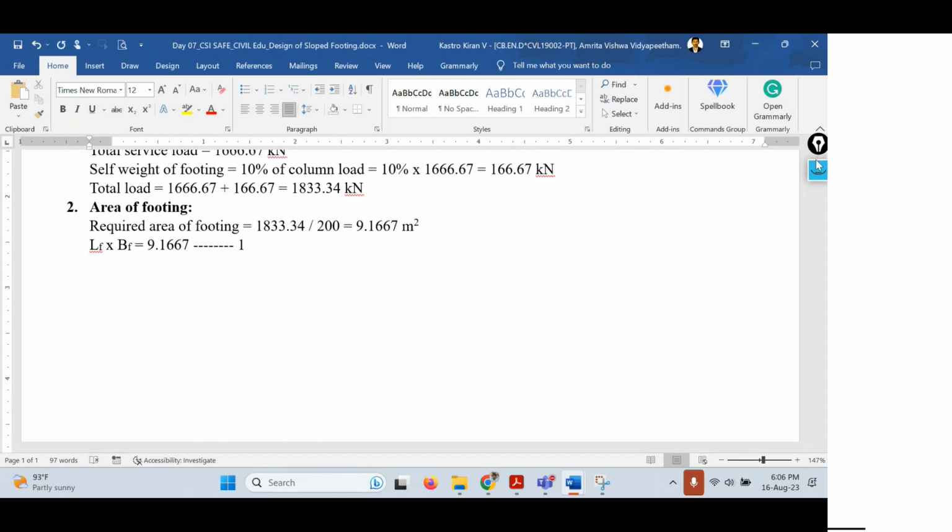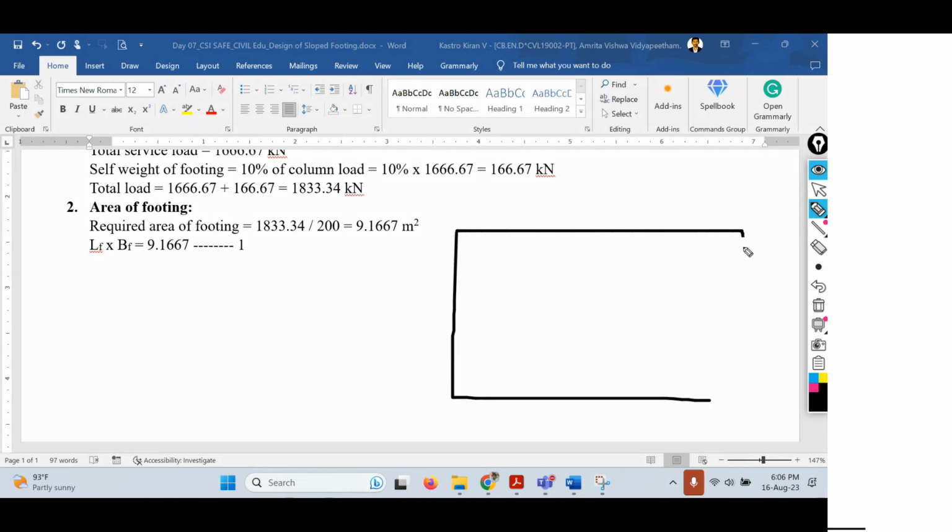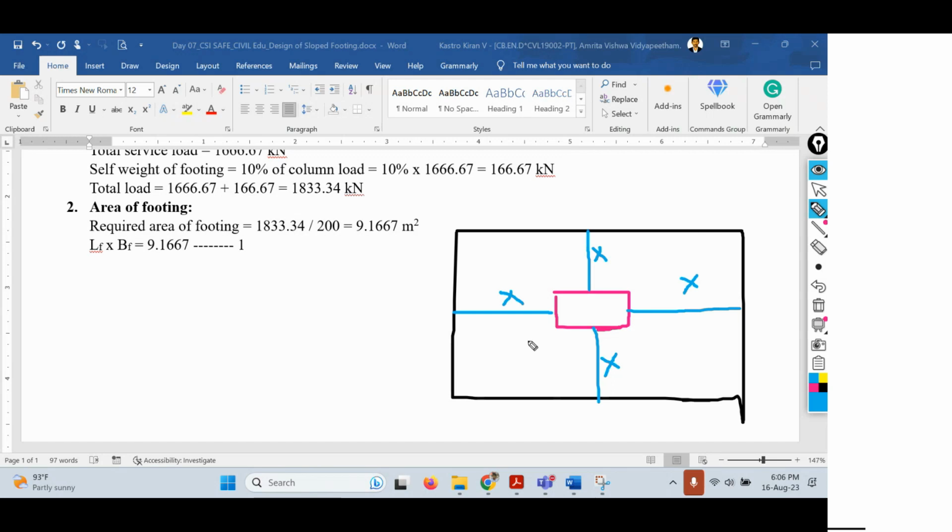We know one condition: suppose you have a rectangular footing inside which you have a rectangular column. How will you place the rectangular column? It has to be placed in such a way that from whichever side you take, the projection remains the same. That is, the value of x should remain the same on all four sides. That is what you have to follow when positioning the columns.